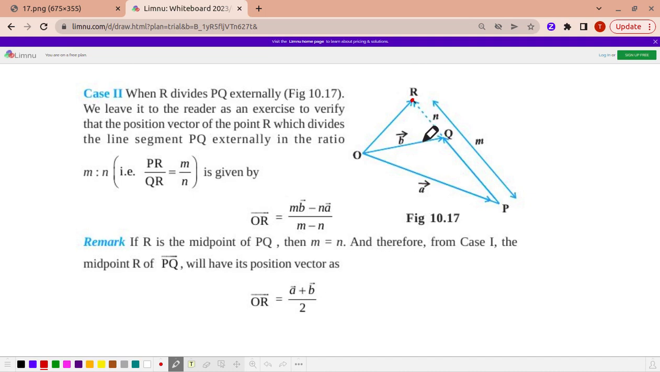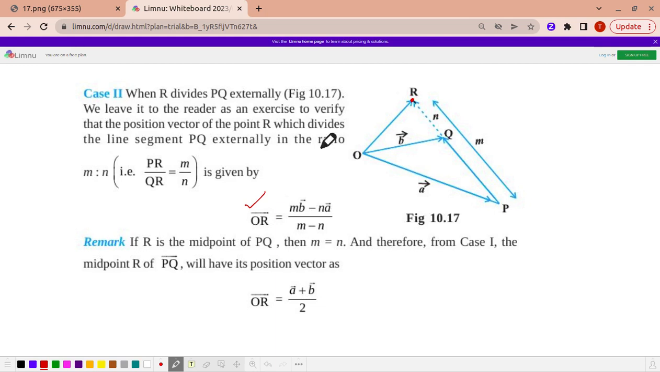Now, when we say that R divides the line segment PQ externally in the ratio m is to n, that means PR divided by QR is equal to m by n. And after that, we can make use of this triangle law. Similarly, the way we have done, we can get the vector OR represented as (mb minus na) by (m minus n). Same thing, that is m times b minus n times a by m minus n.